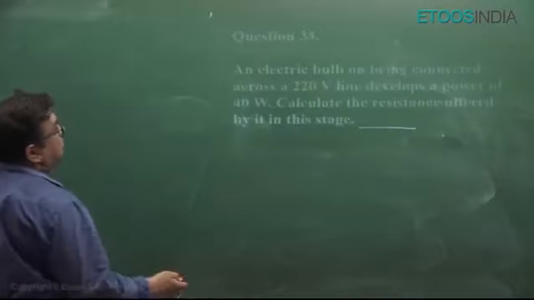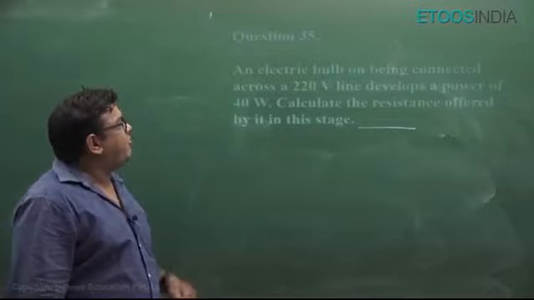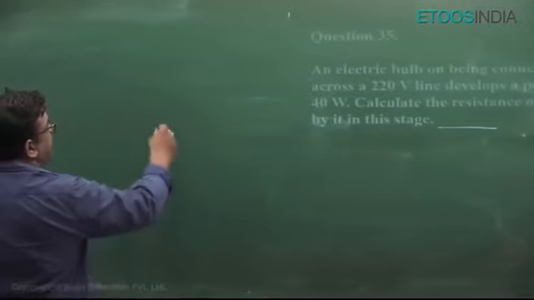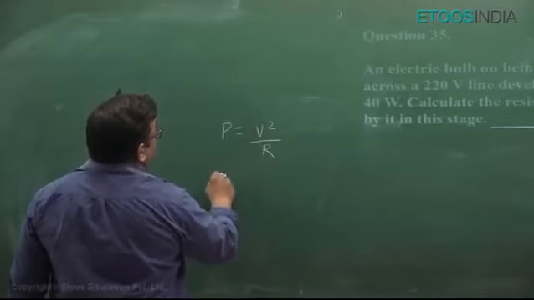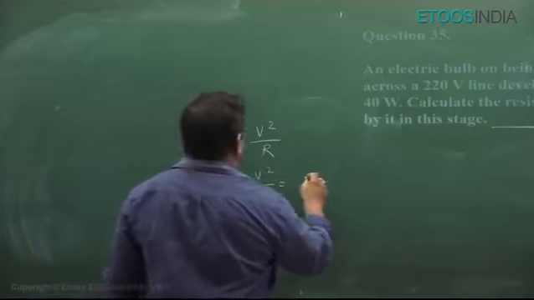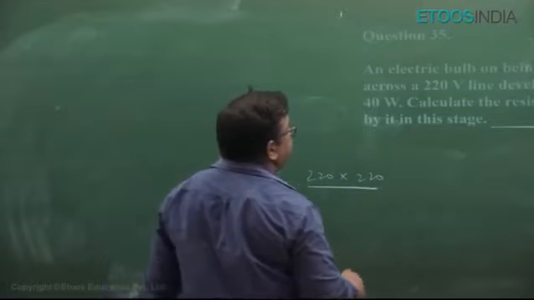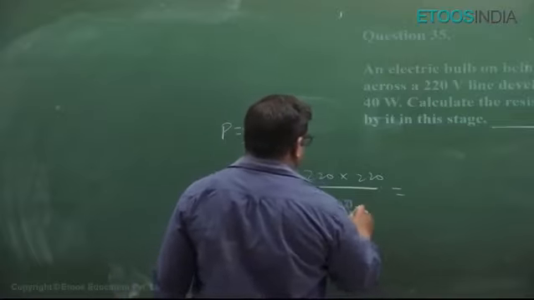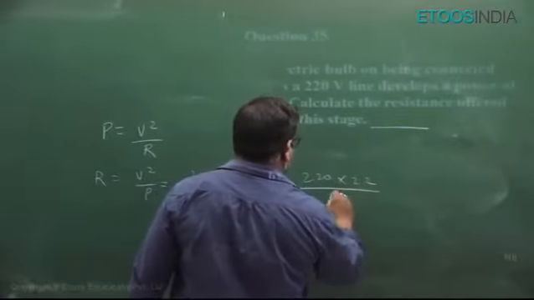An electric bulb connected to a 220 volt line develops power of 40 watts. Calculate the resistance offered at this stage. So we know that power is equal to V square upon R, or R is equal to V square upon P. What is V here? It is 220 into 220 and divided by the value of P, which is given as 40. So let me solve it for you. It will be 220 into 22 divided by 4.